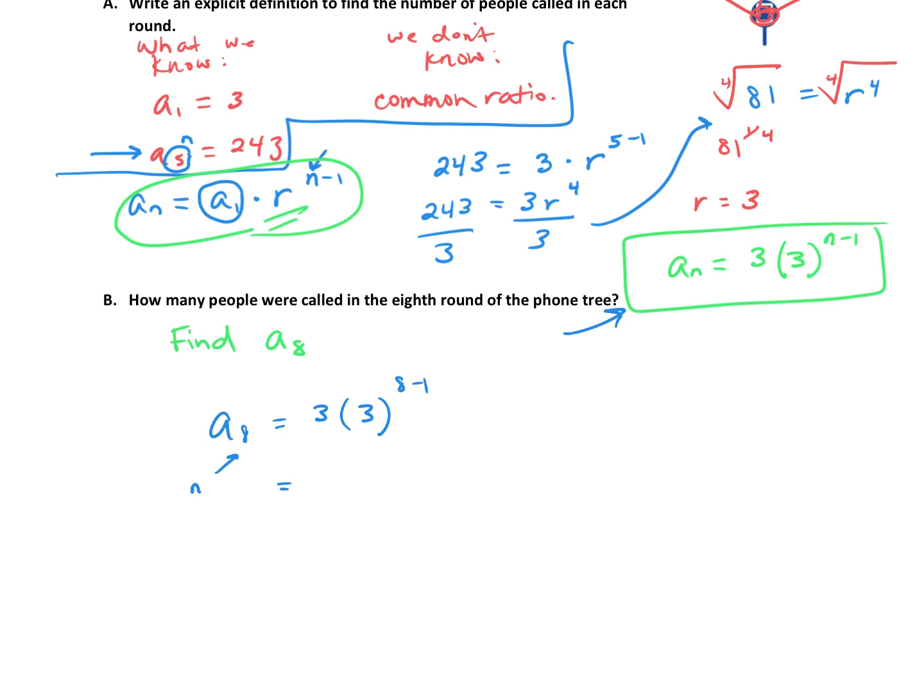8 minus 1 is 7, so we have 3 times 3 to the 7th power. And then just don't you dare multiply before the exponents. We are going to do 3 to the 7th power first. 3 to the 7th power is 2,187. And when we multiply that by 3, so you just have to make sure you're following your order of operations, we get 6,561 people that were called in the 8th round.